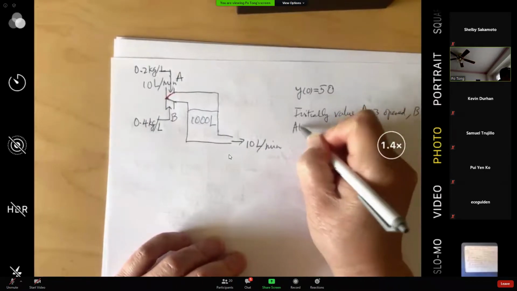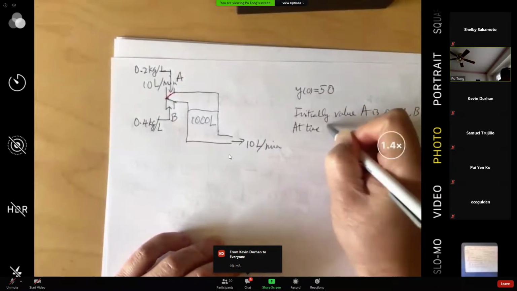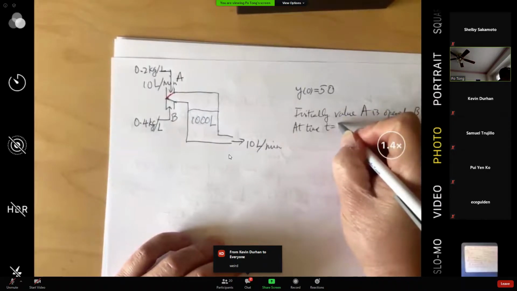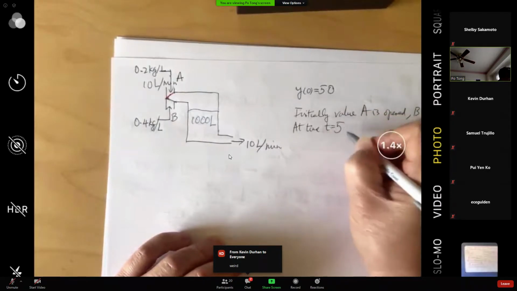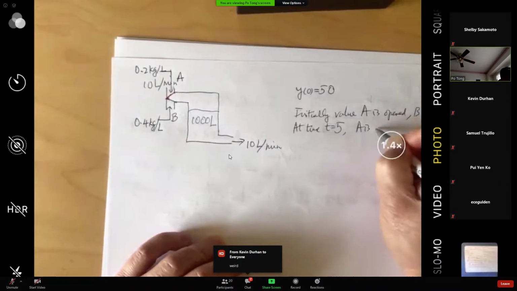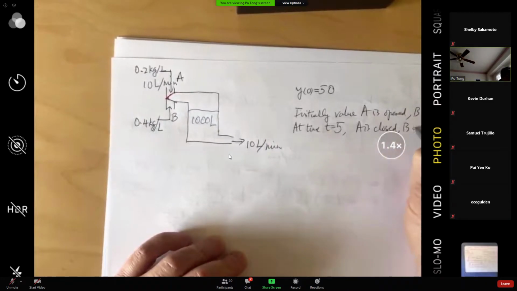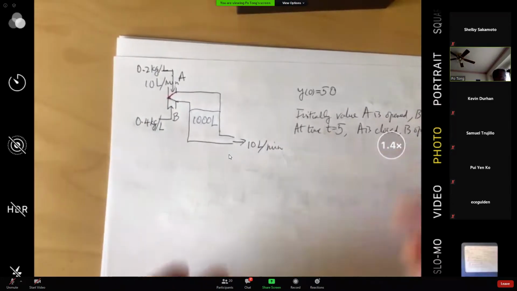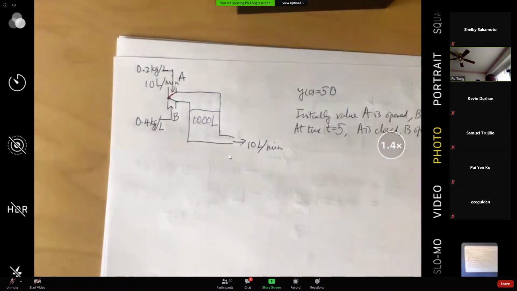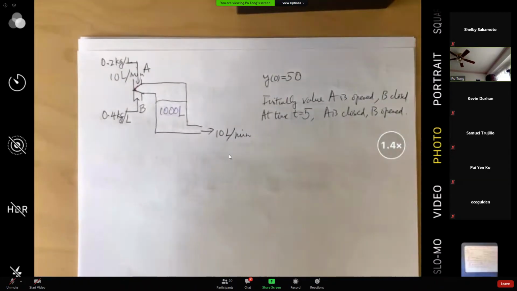Let's say at time t equal to 5, valve A is closed and B open. Let's see what we do. This is more complicated now. Okay? You suddenly switch the valve. Do you guys understand the setting?